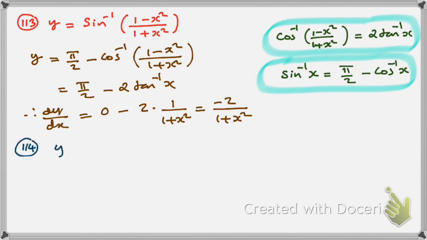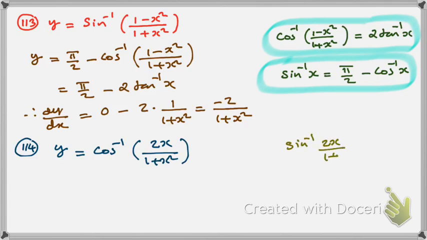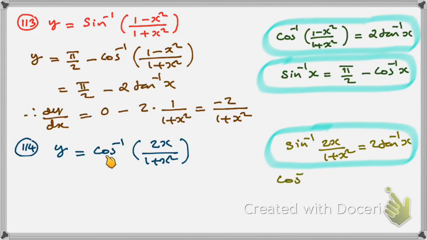Next, you have a question here, y is equal to cos inverse of 2x by (1 plus x square). There again, do we have a formula like this? No, there is something similar to this, but that is in sine inverse. Sine inverse of 2x by (1 plus x square) is 2 tan inverse of x. So if this was sine inverse, I could have written it as 2 tan inverse of x.